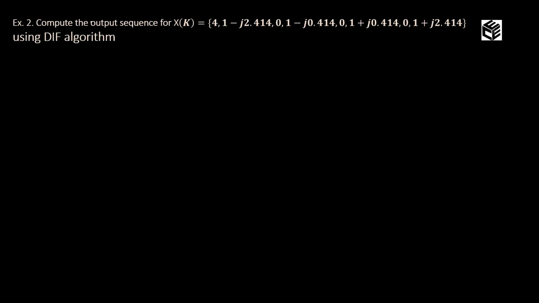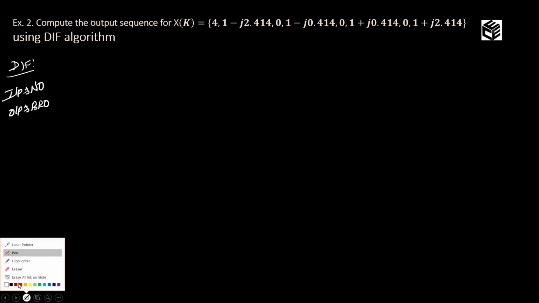So here the problem is compute the output sequence for x of k. X of k is given using DIF algorithm. So here we are going for DIF algorithm. What are the basic points under DIF algorithm? Here the input is of normal order and the output is of bit reversed order. Correct. And also we need to find what is the conjugate. That is our first step. Correct. We need to find what is the conjugate of the given sequence.